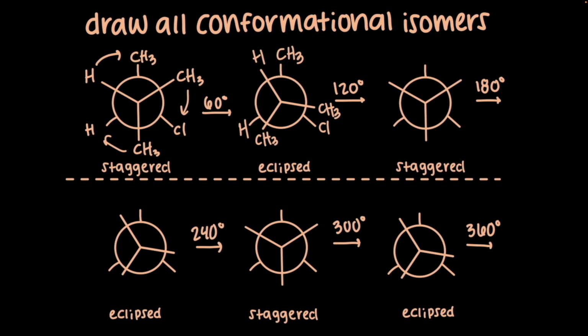To make it easier to draw all of the conformations, we can just redraw the back carbon substituents because it's going to stay constant for the whole rotation.